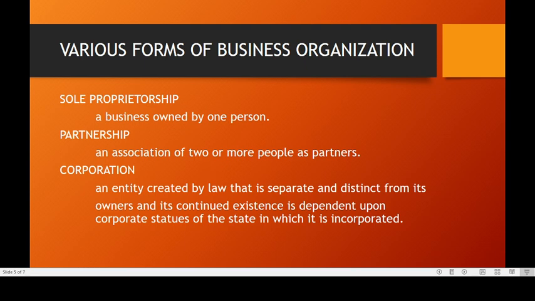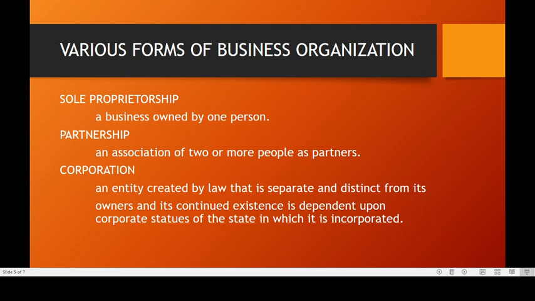In other books, there are four different forms of business organization. But under the book of Eliza Rasiles, she just provided us three. Okay, namely the sole proprietorship, partnership, and corporation. Okay, from this illustration, we can easily identify the differences of these three business organization. We have sole proprietorship, partnership, and corporation.